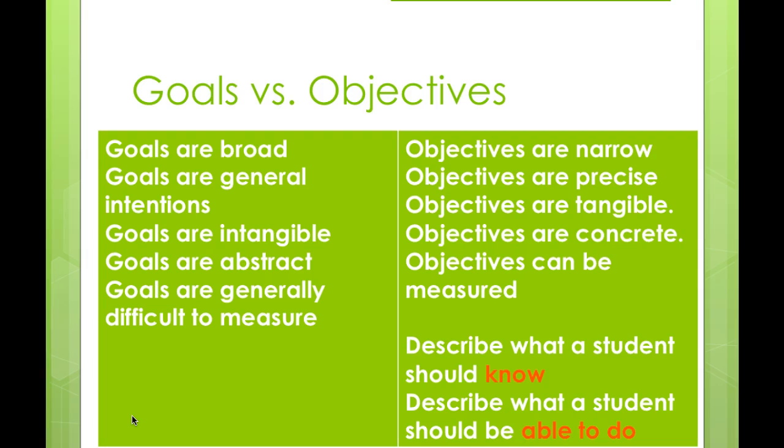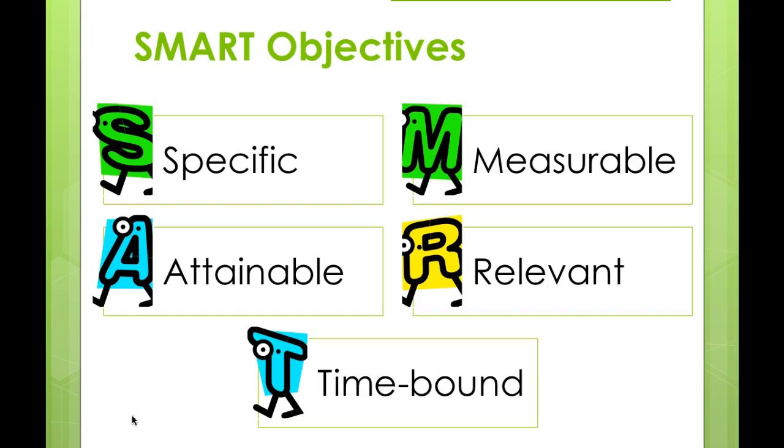So right now, your transfer goals, as you've probably noticed, are fairly broad, fairly general in intention, fairly intangible, abstract, and generally difficult to measure. Whereas the objectives that we're going to be creating now are more narrow, precise, tangible, concrete, and can be measured. An objective will describe what a student should know, and what a student should be able to do. So your objectives will be specific, measurable, attainable, relevant, and time-bound.